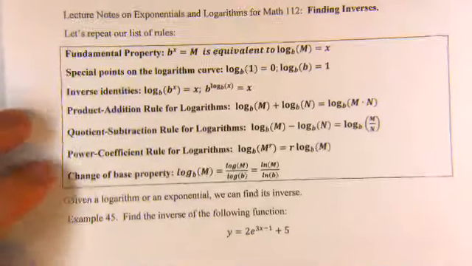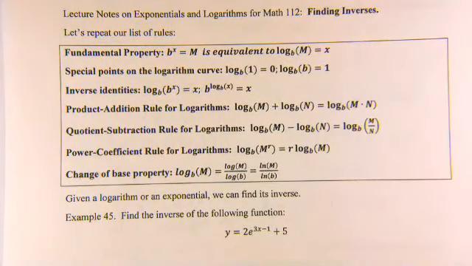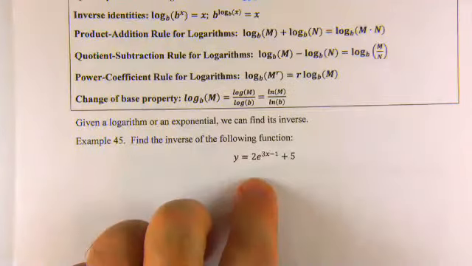Okay, so now this is the last thing on exponentials and logarithms: finding inverses. So here's a list of rules again. It's just kind of pasting. Logarithms and exponentials are inverse functions, and so we want to be able to find the inverse of a particular function. So here's a function. What's the inverse for it?